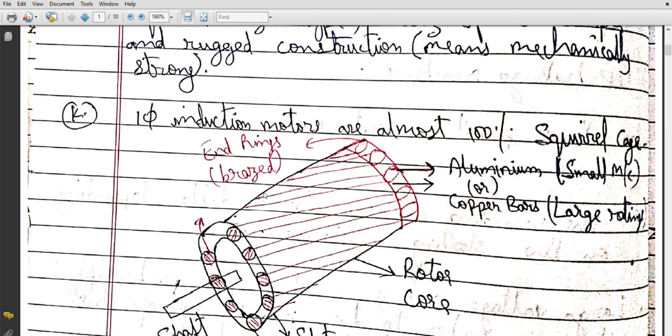Why are 90% of three-phase induction motors squirrel cage? Why are almost 100% of single-phase induction motors squirrel cage type? The rotor structure is of squirrel cage type. The major advantage is that in this squirrel cage type, the number of rotor poles will automatically adjust itself depending on the number of stator poles. Suppose I'm using a squirrel cage induction machine which has 4 stator poles, then automatically this rotor structure will develop 4 poles.